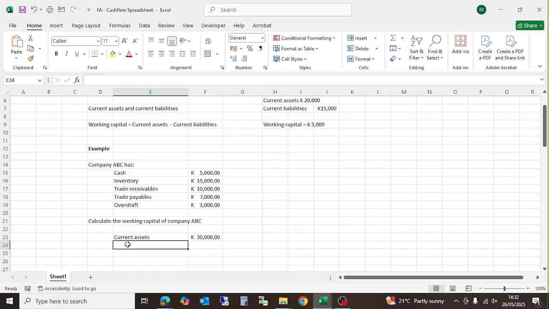Then let's take now our current liabilities. So we have trade payables of 7,000.